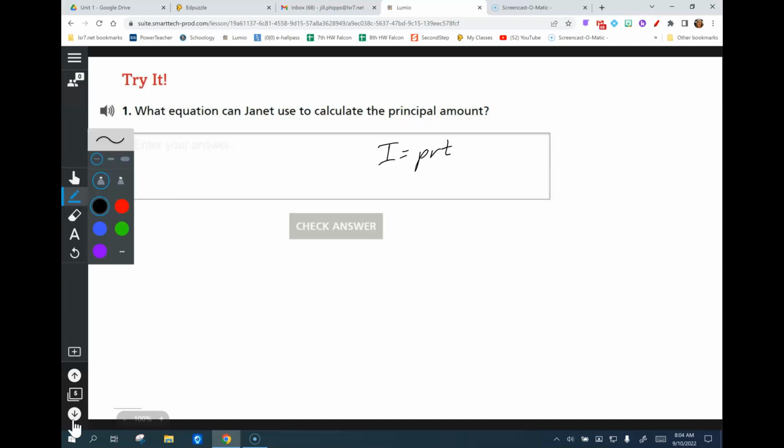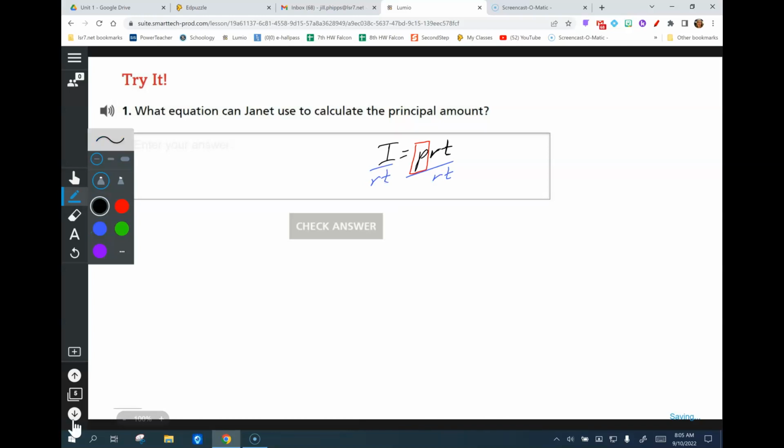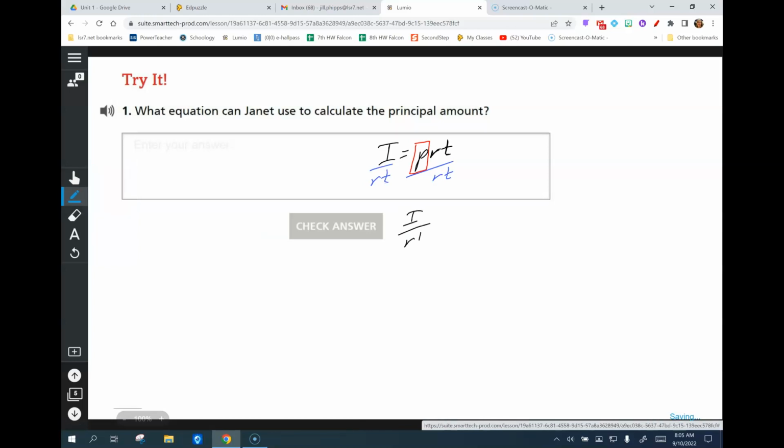So now this time we want to get P by itself, and what I would recommend is put a box around the one that you are trying to isolate, the one that you're solving for. So we want to get P by itself. So now we look at this and we have to realize that we need to get rid of T and R. How are they connected? That's right, they're connected by multiplication. So what do? I divide both sides by RT. So I get I divided by RT is equal to P. Okay, you just want to isolate that one variable.